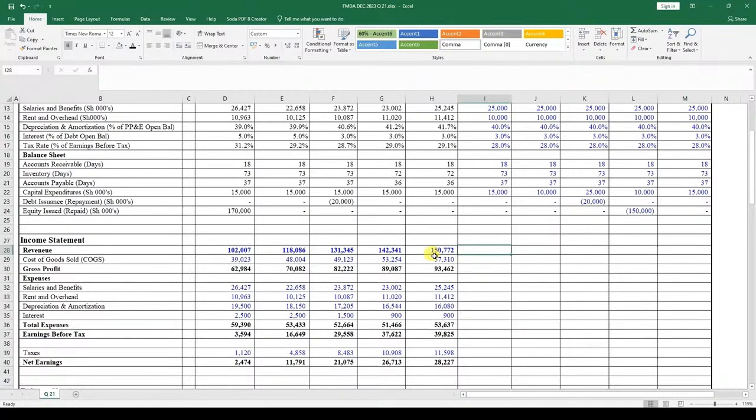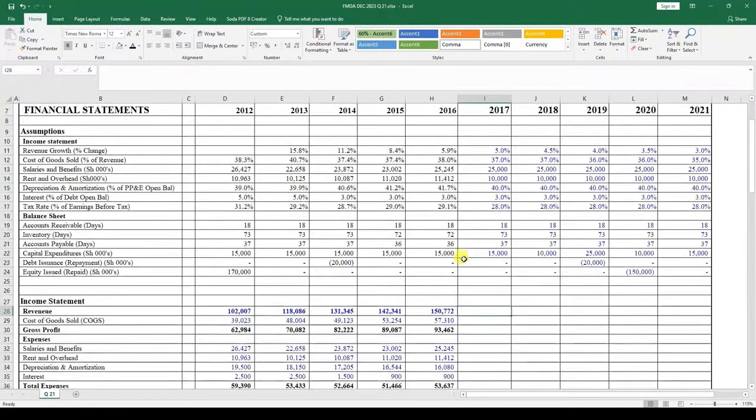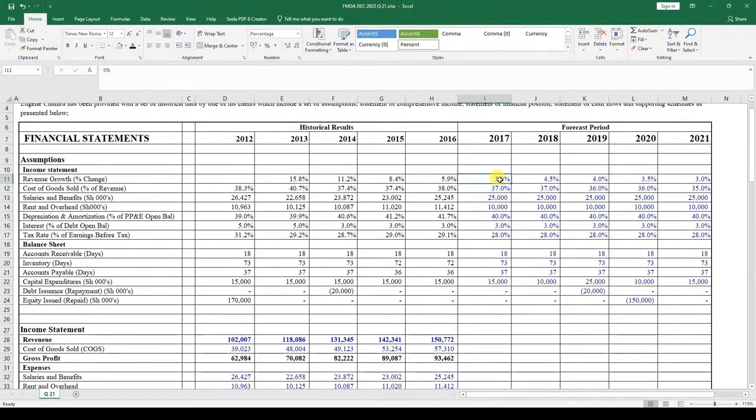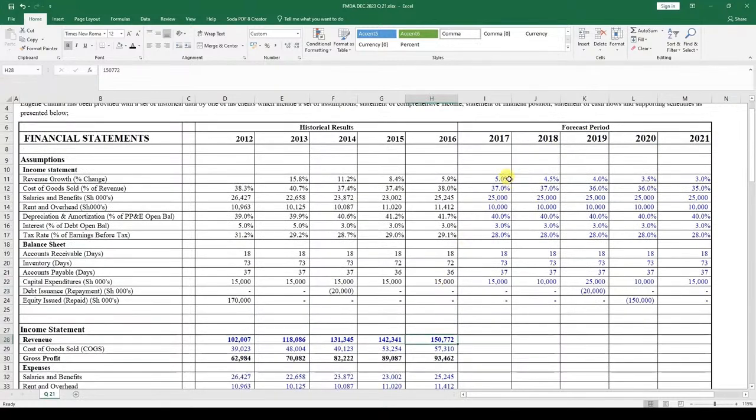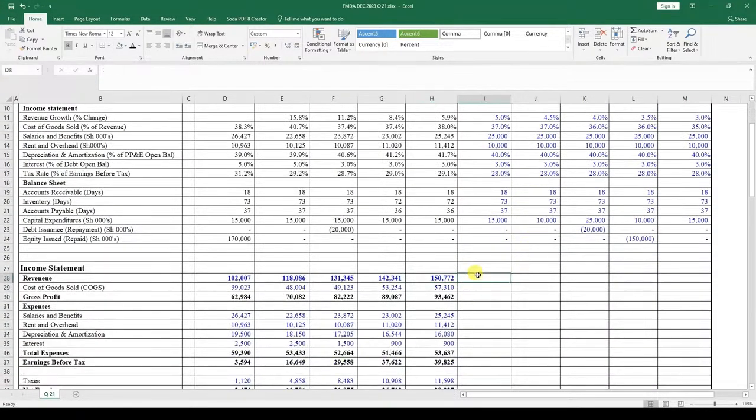To model revenue, we have been given the revenue growth rate over here. We are going to assume that the revenue is going to grow at 5% initially, 4.5%, 4%, 3.5% and 3% in 2021. So we will increase this 150,772 by a factor initially of 5%, 4.5%, and so on and so forth like that. So let's do that together.